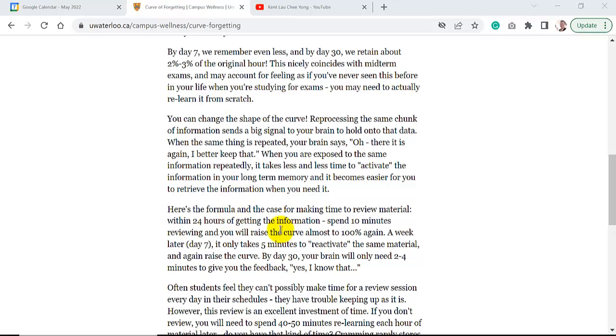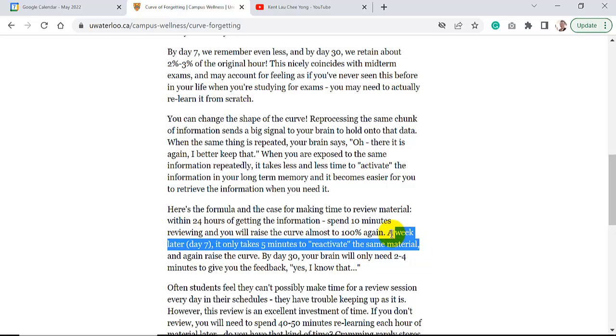Here's the formula and the case for making time to review material. Within 24 hours of getting the information, spend a 10-minute review, and you will raise the curve almost to 100% again. A week later, it only takes 5 minutes to reactivate the same material. By day 30, your brain will only need 2 to 4 minutes to give you the feedback.